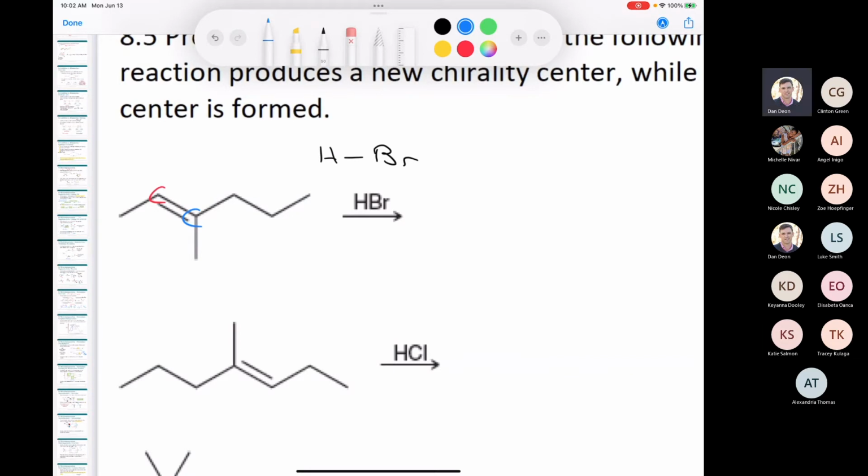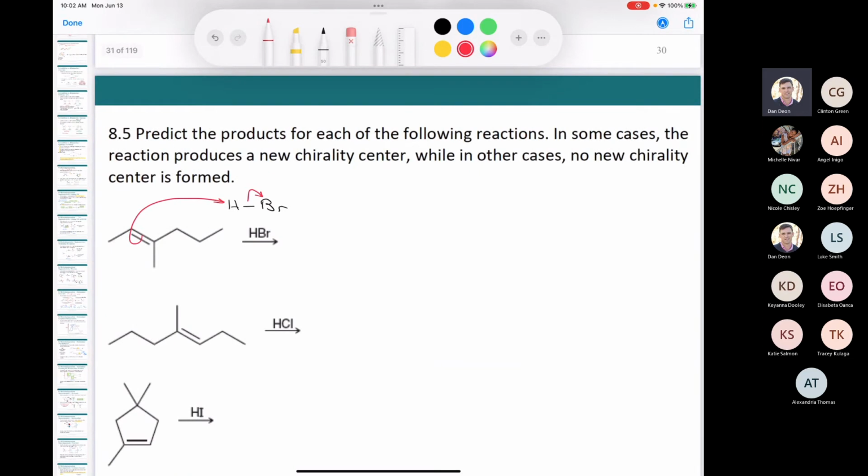I know you know the answer. I knew it. It's going to be the red carbon because the rich get richer. Exactly. So I'm going to just erase those, and I'm going to say, here goes my proton transfer. And let's draw the carbocation that's formed. So we're going to end up with this carbocation right here, like this.